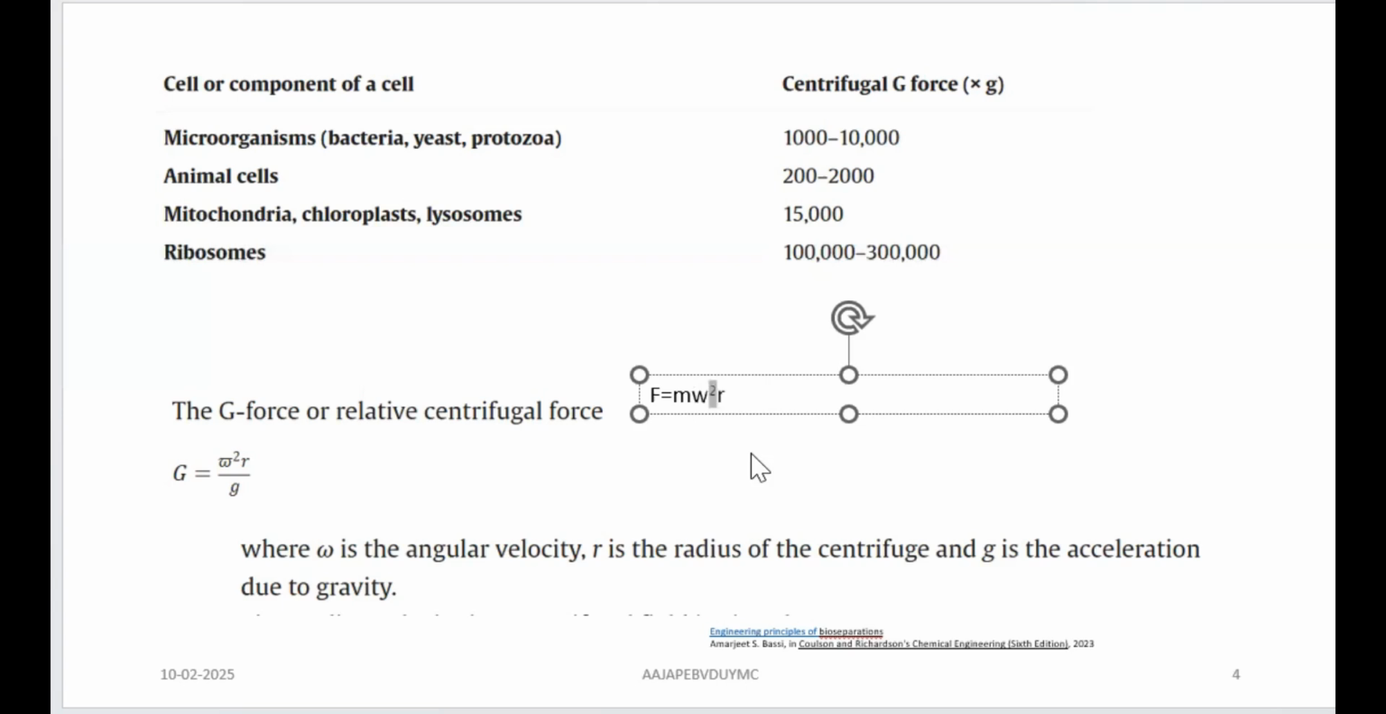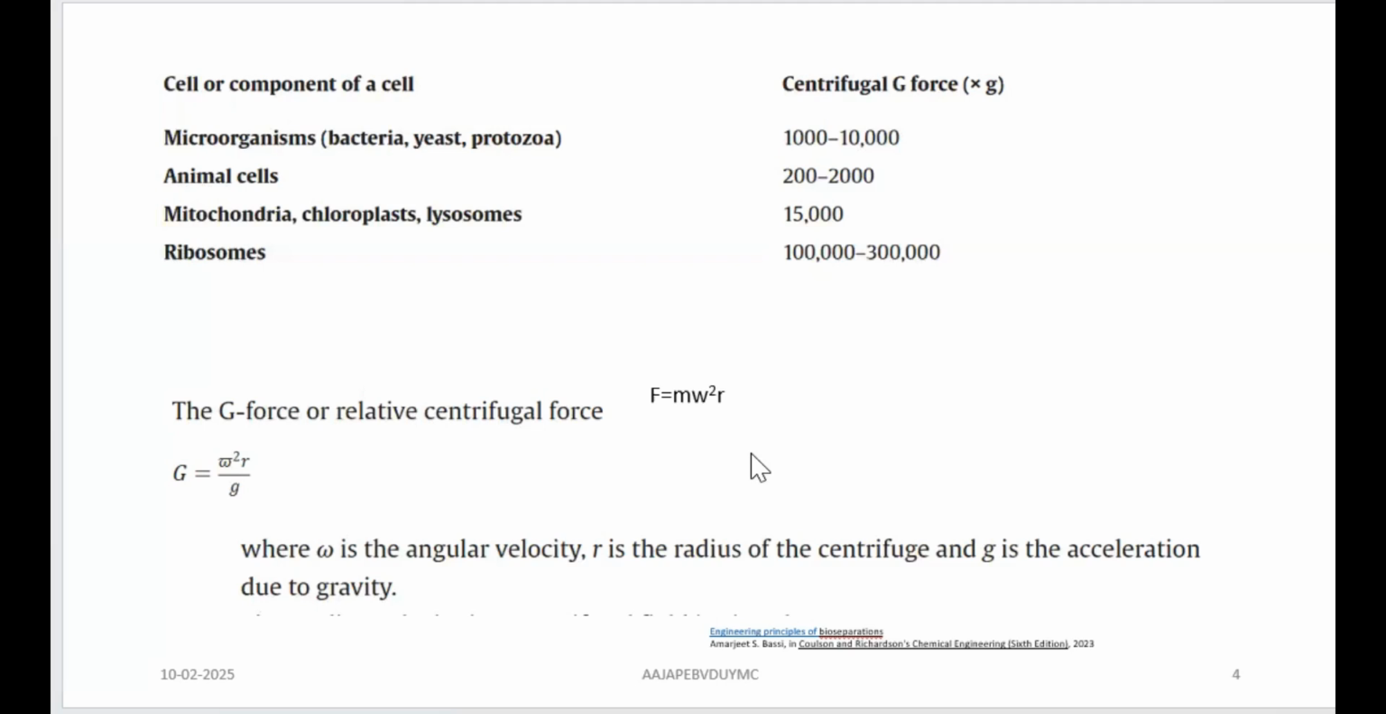What does M stand for, and what does R stand for? Now in this, F is the intensity of centrifugal force. M is the effective mass of the sedimenting particle. M is the mass of the particle. Omega square R is the same. Omega is the angular velocity, and R is the radius of the centrifuge.